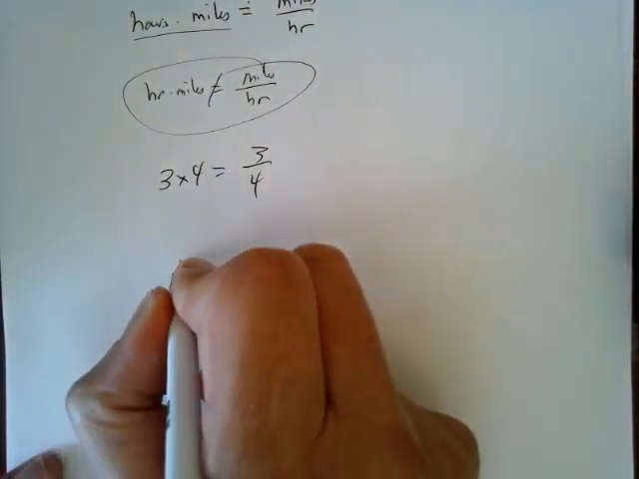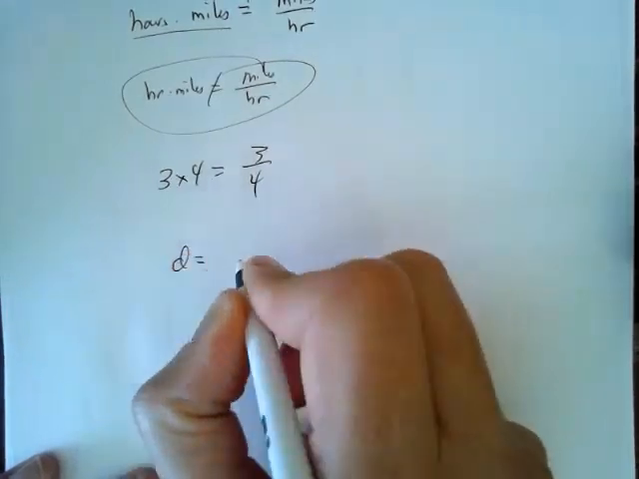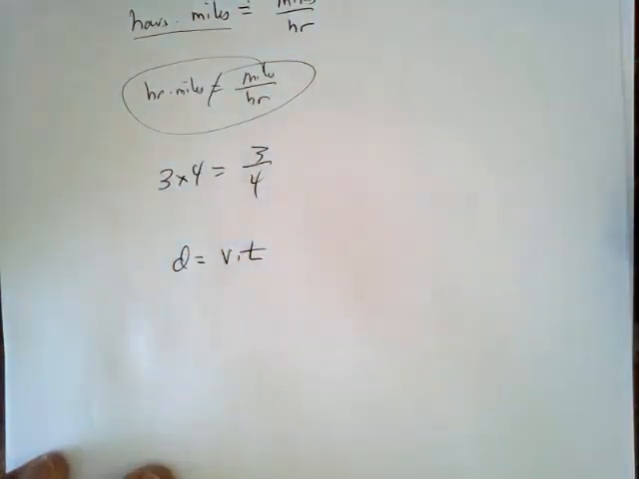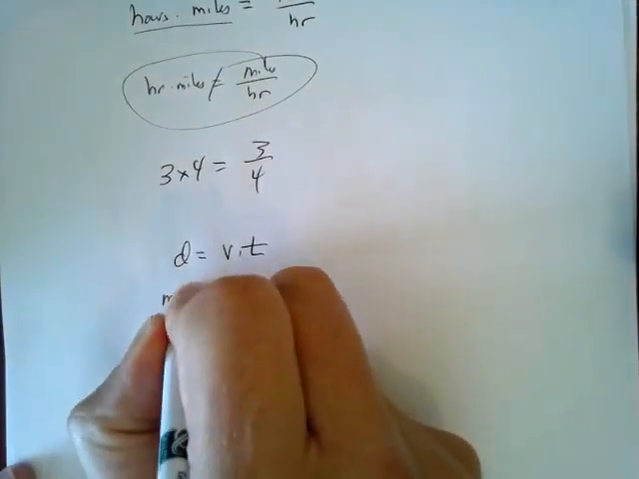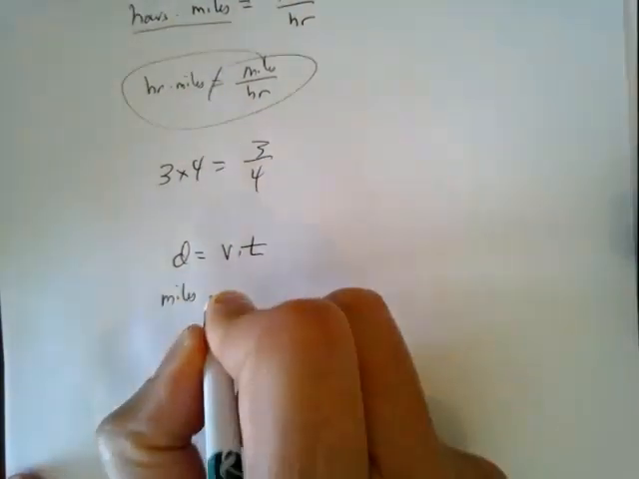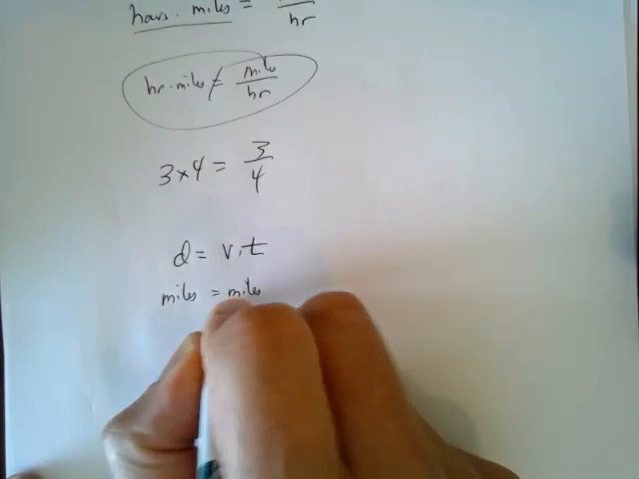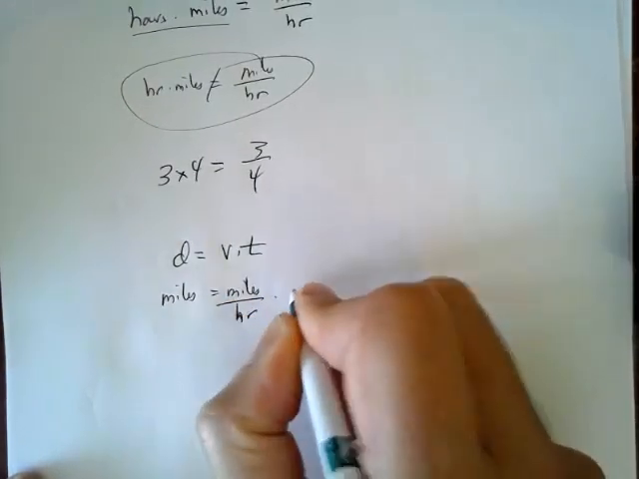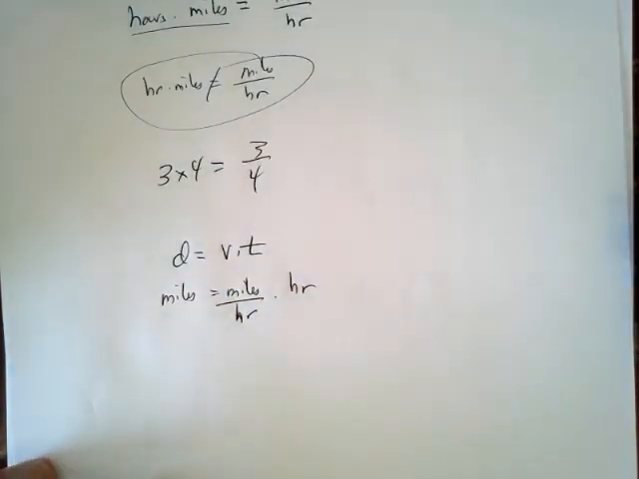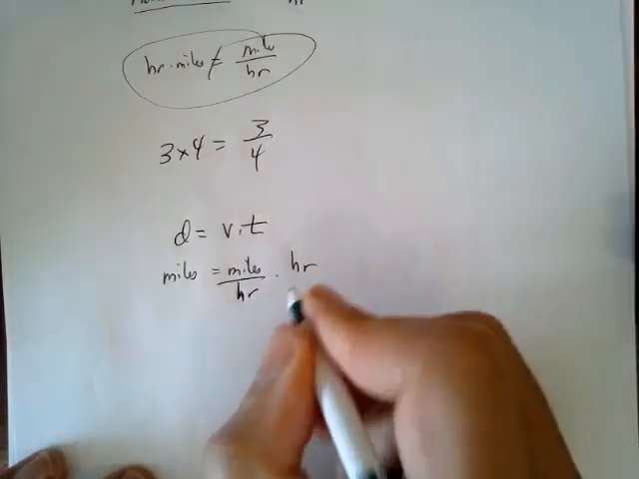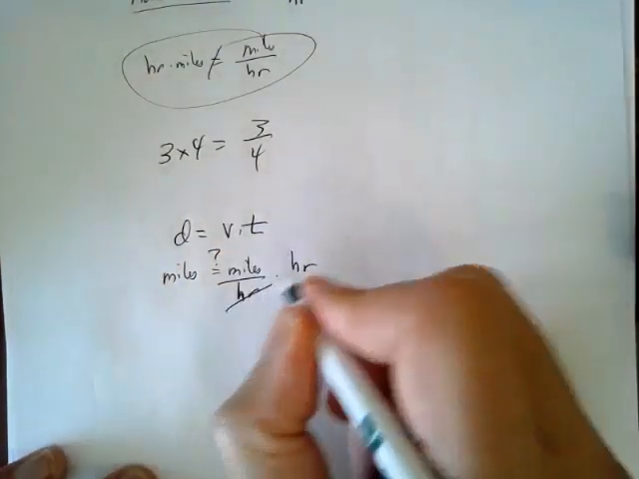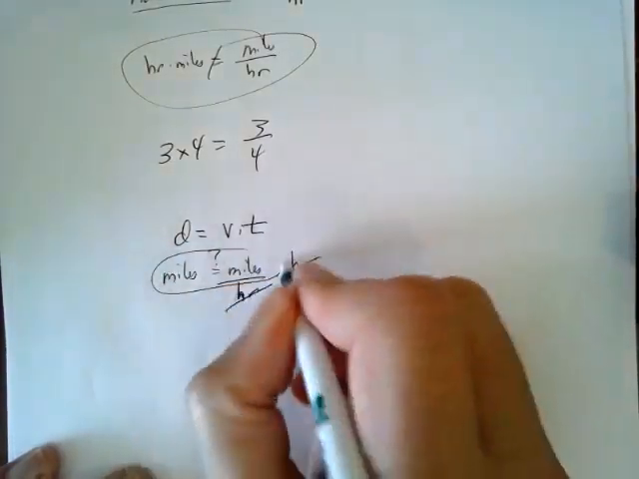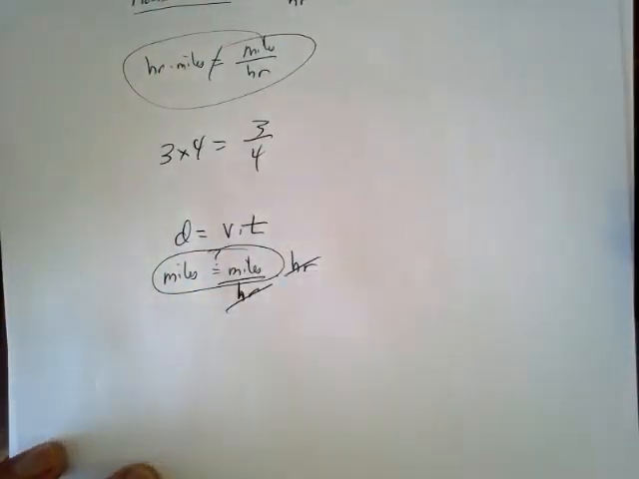Finally, we could try something like distance is equal to velocity times time. So we're just playing around. Distance is miles, velocity is miles per hour, times the time. We said time is in hours. Now when we look at that, we're asking, is that the right equation? Hours cancel hours, and we get miles is equal to miles. So now we know that this is the right equation.